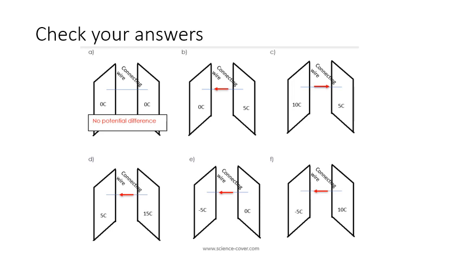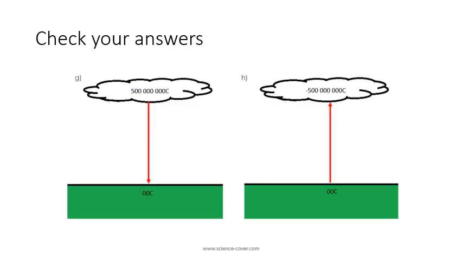In E, it should flow from 0 coulombs to -5. In F, it should flow from the 10 coulombs to the -5. In G, the current should flow from the 500 million coulomb cloud to the ground. And in H, it should flow from the ground to the -500 million coulombs cloud.